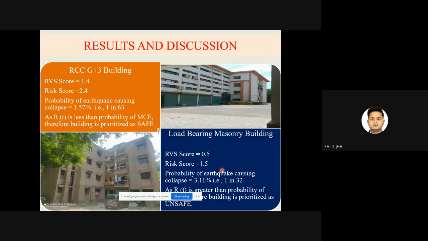Moving towards the load bearing masonry building, the final RBS score obtained in this building was 0.5. The risk score obtained was 1.5, and the probability of earthquake causing collapse was obtained as 3.11%. That is, there is a 1 in 32 chance that an earthquake would occur within the 50 years that would lead to the collapse of this load bearing masonry building. As the RT is greater than the probability of MCE, therefore the building is prioritized as unsafe for our scope.